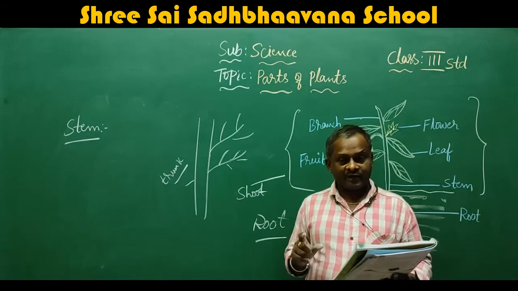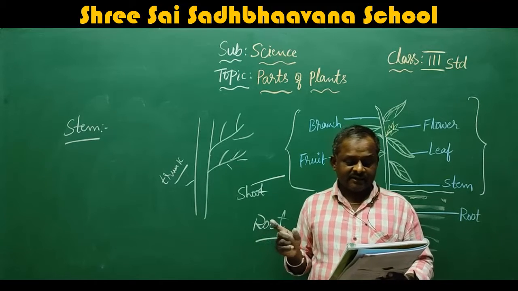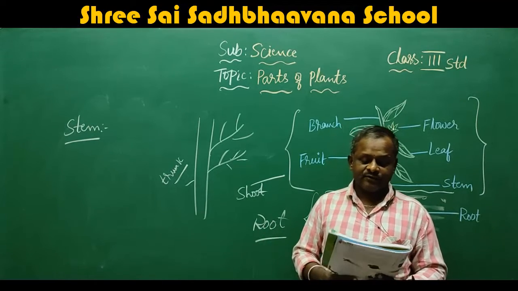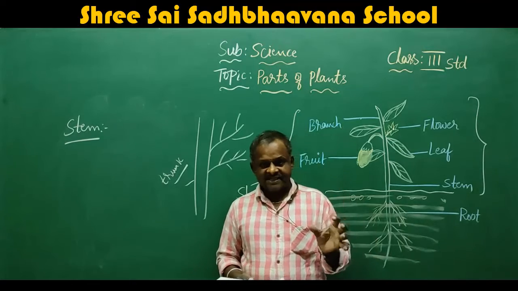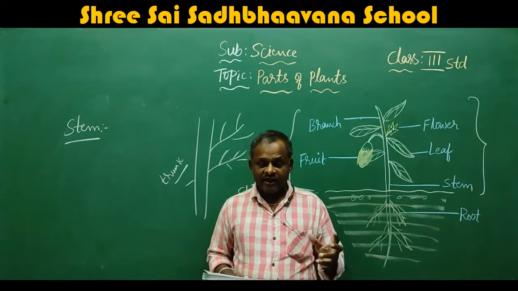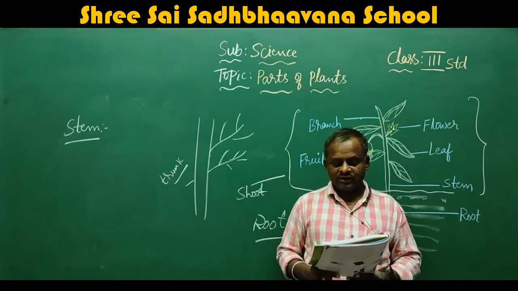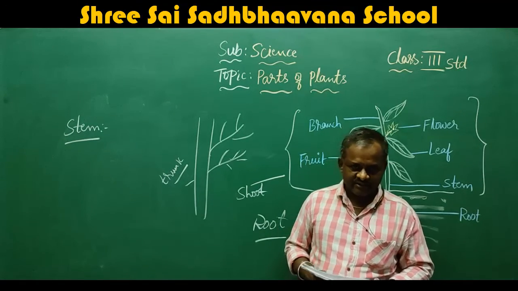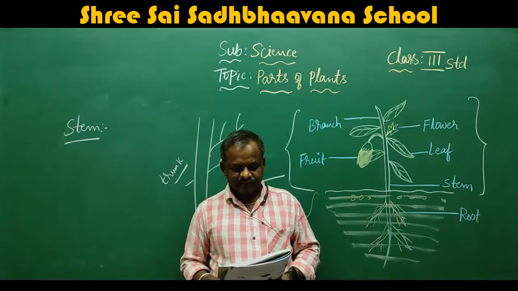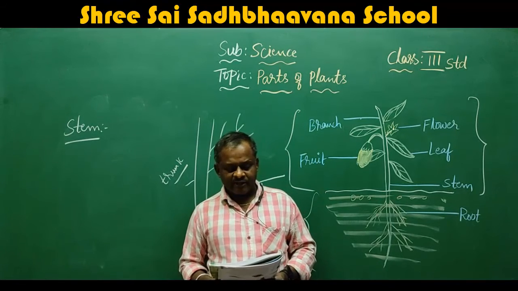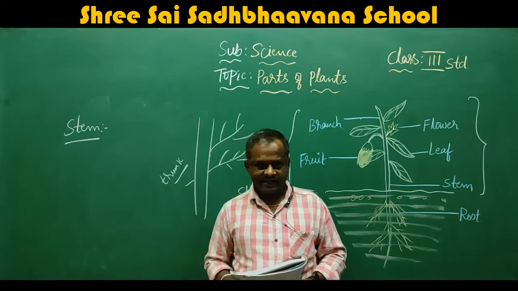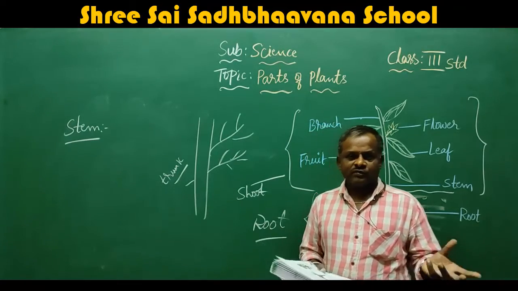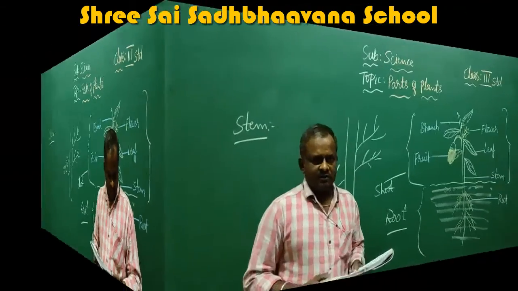In some plants like potato and ginger, the stem grows underground and stores extra food. Potato and ginger are stems that grow underground and they store food also. That means what we are eating, potato and ginger, are stems. That is why we eat the stem of potato, ginger and sugarcane, because they store the food there. So we are eating that food.